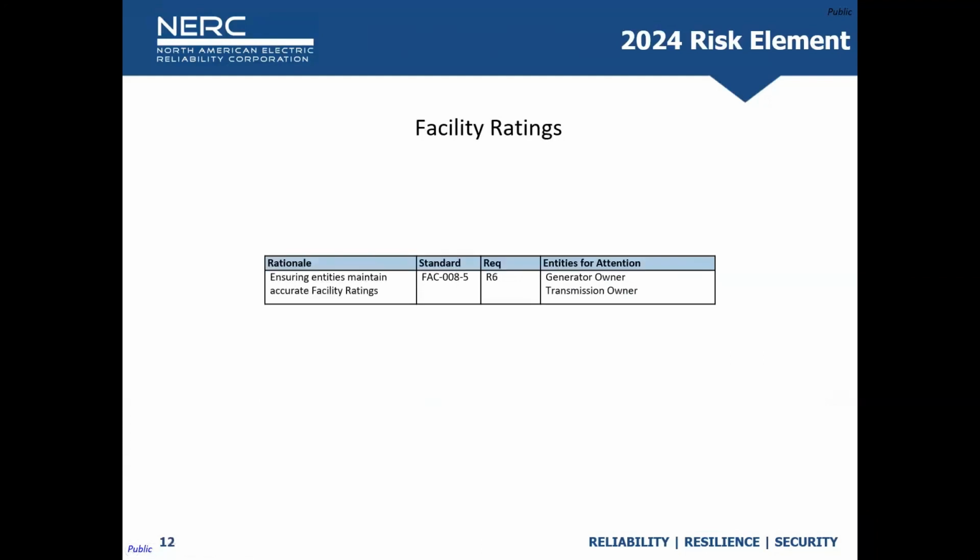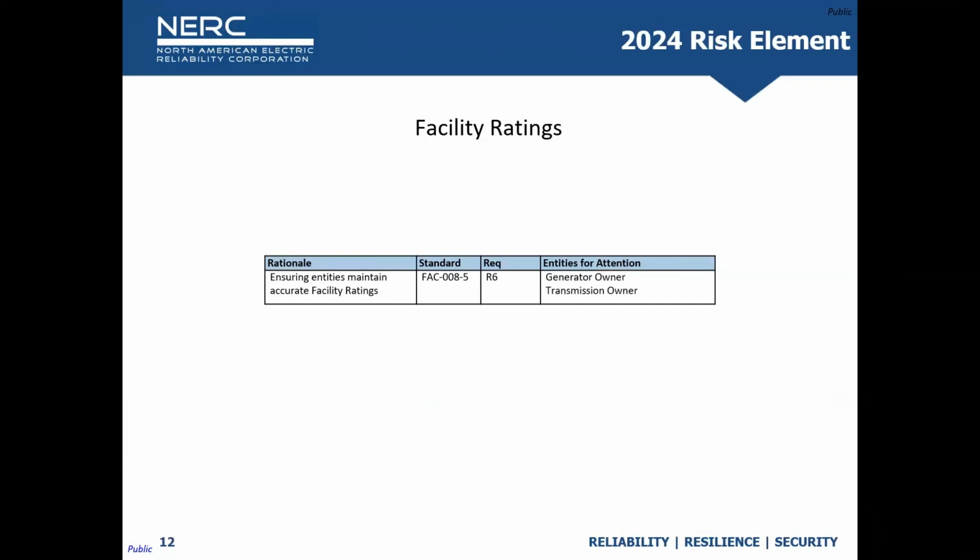Next, we have facility ratings. The accuracy of facility ratings is a cornerstone of being able to use and protect the bulk electric system. Inaccurate facility ratings undermine the usefulness of stability studies, which is another risk element that we just talked about.